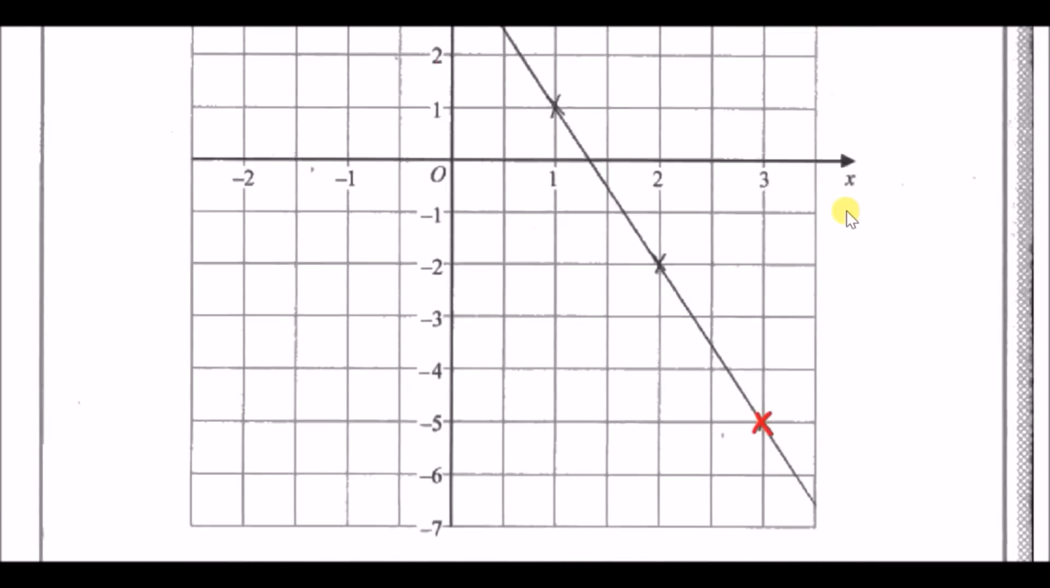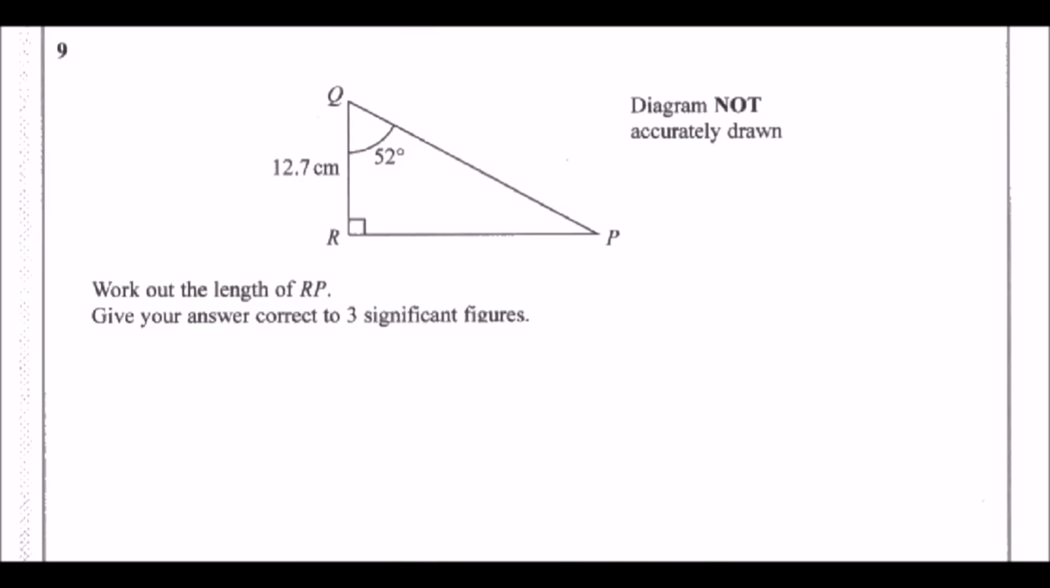Anyway, let's move on. Okay, number 9. Alright, so it's quite small. So here they give us a right angle triangle with an angle of 52 at Q and a length of 12.7 on this vertical length, yeah? They want us to work out the length of RP, so this one here. So when they give you a length to work out, just give it a name like X, yeah? So we're going to try and find the value of X.